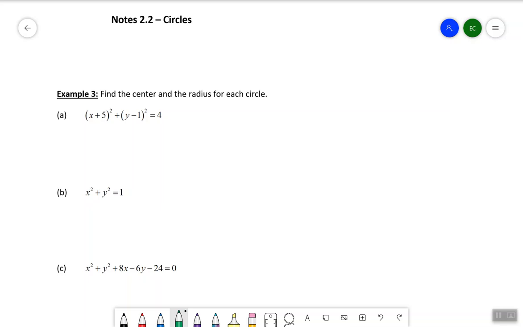Let's go on in section 2.2. We're talking about circles, and the big idea so far is that if we want to write the equation of a circle, we can do that with center radius form. And so let's write that out here.